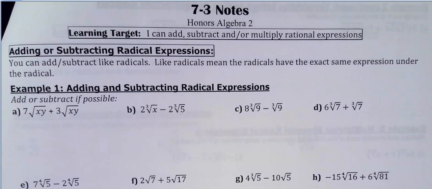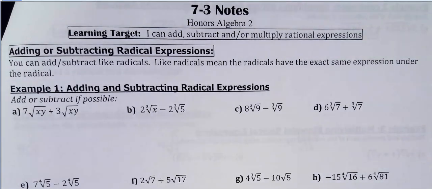It says is just adding and subtracting. You can always multiply, but with adding and subtracting, you have to have exactly the same type of radical. So they both have to be a square root, or they both have to be a cube root, and you also have to have exactly the same thing underneath. So if you have the exact same thing underneath, then you can actually add or subtract.